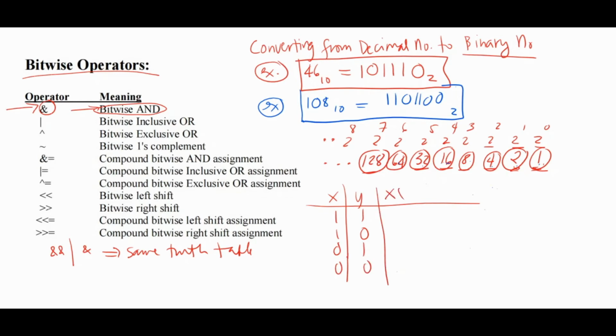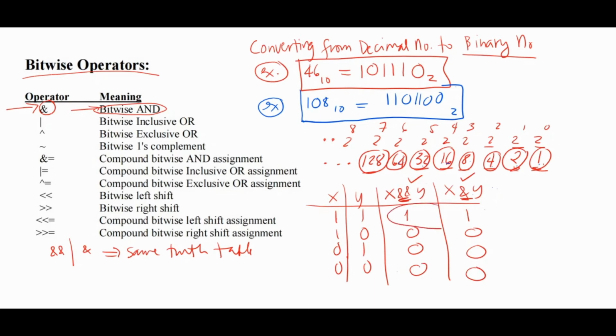Say this is x logical AND y and x bitwise AND y. So this column and this column have the same value. Whether it's the logical operator AND or the bitwise operator AND, the result is the same. So true and true is true, that's 1. True and false is false. False and true is false. False and false, that's false.